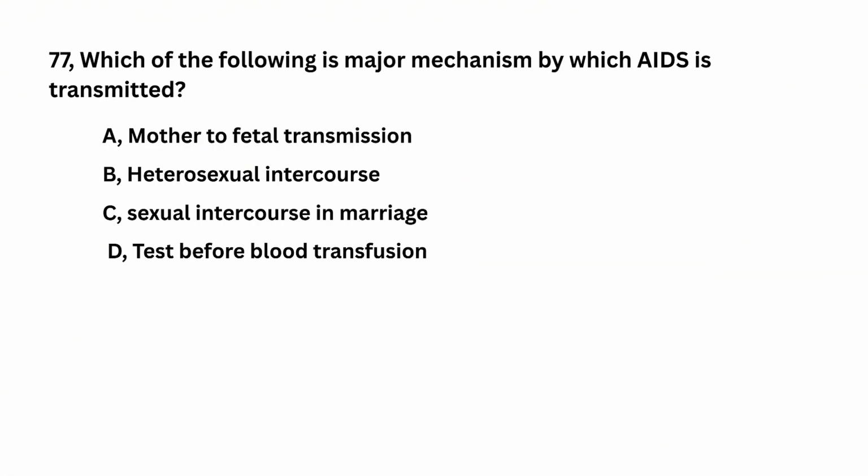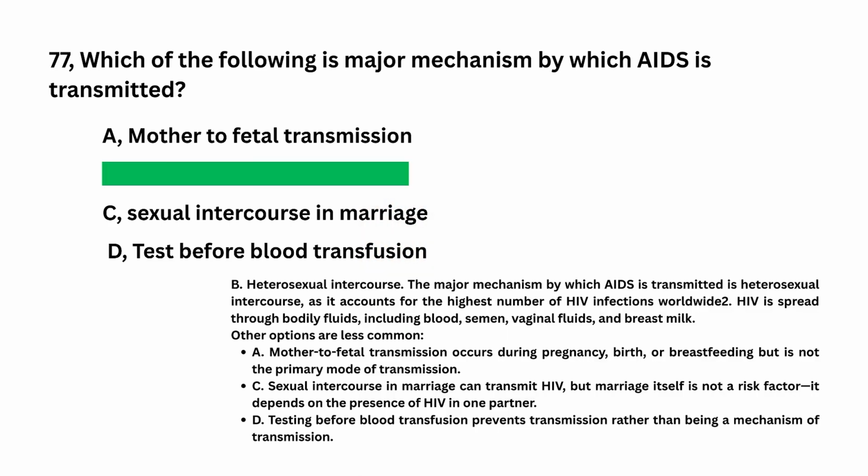Which of the following is the major mechanism by which AIDS is transmitted? Mother to fetal transmission, heterosexual intercourse, sexual intercourse in marriage, test before blood transfusion. Heterosexual intercourse is the answer.